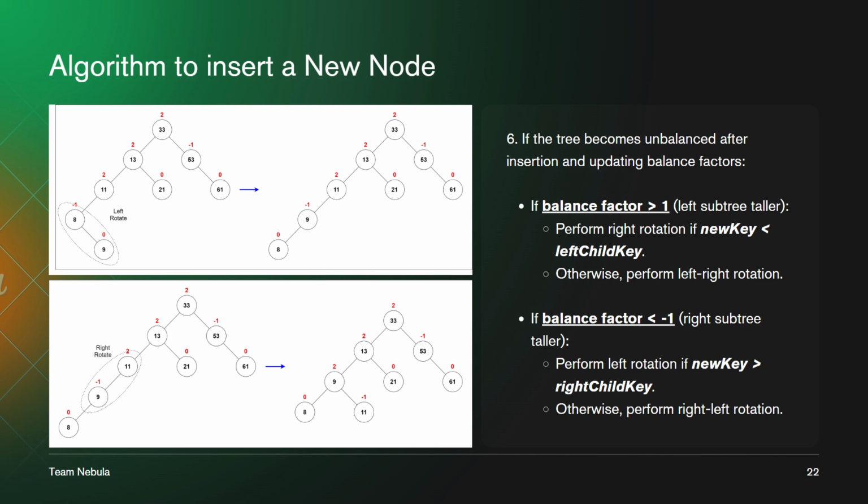If the balance factor is less than -1, it means the right subtree is taller. Again, depending on the relationship between new key and the key of the right child key, you perform either a left rotation or a right-left rotation. If new key is greater than right child key, you do a left rotation. Otherwise, you do a right-left rotation.